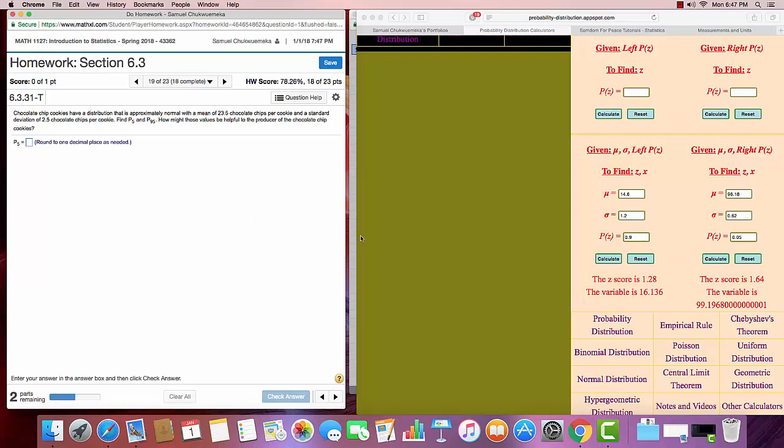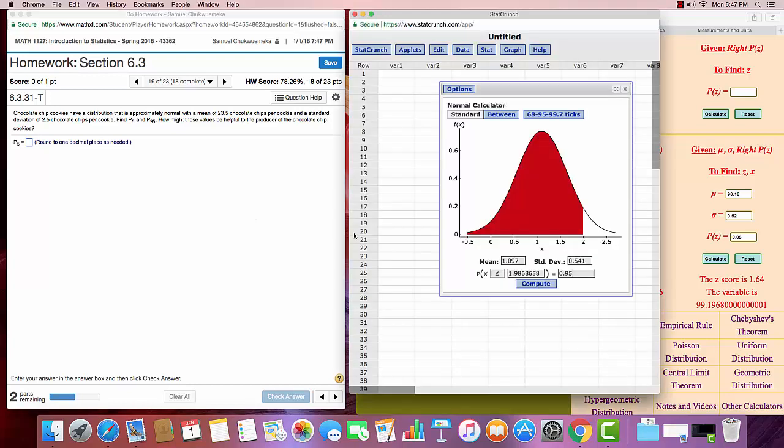Question 19, StatCrunch. Chocolate chip cookies have a distribution that is approximately normal, with a mean of 23.5 chocolate chips per cookie and a standard deviation of 2.5 chocolate chips per cookie. Find the 5th percentile and the 95th percentile. How might those values be helpful to the producer of the chocolate chip cookies?